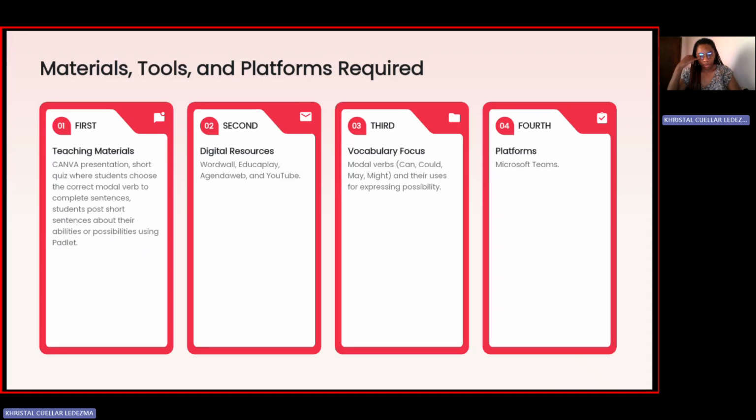The vocabulary focus will be the modal verbs can, could, may, might, and their uses for expressing possibilities. The platform will be Microsoft Teams.